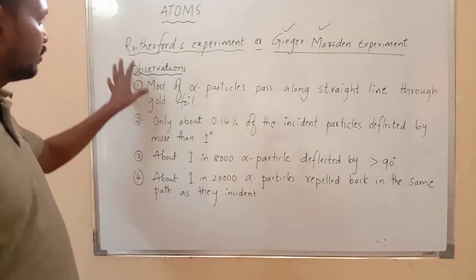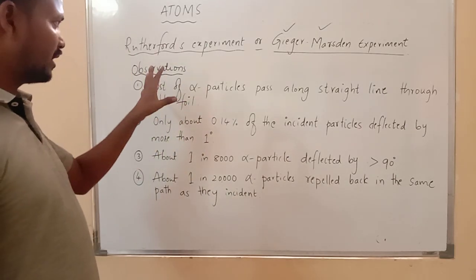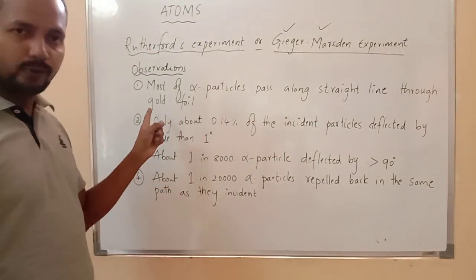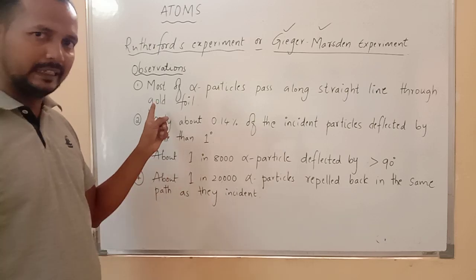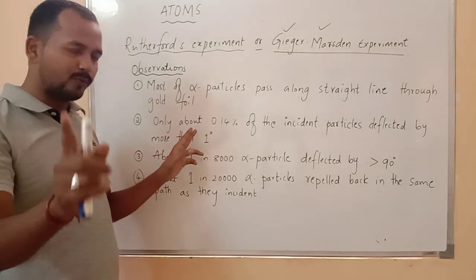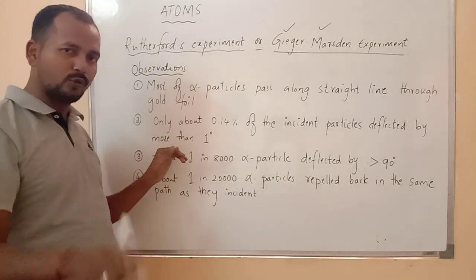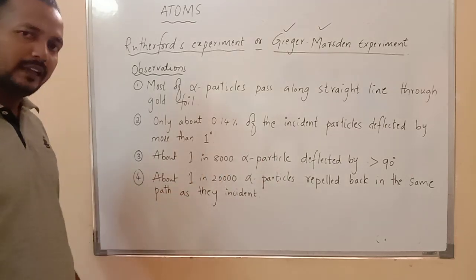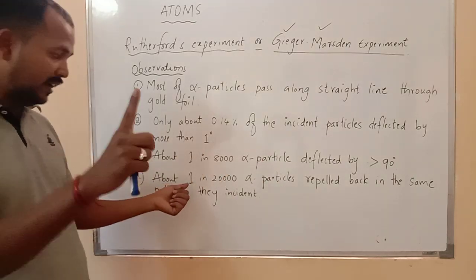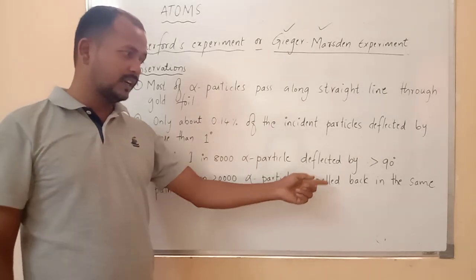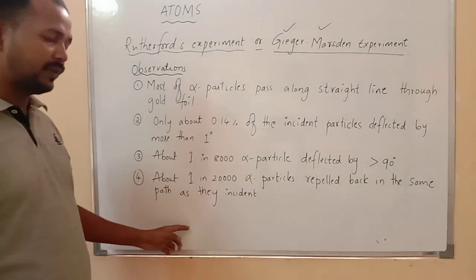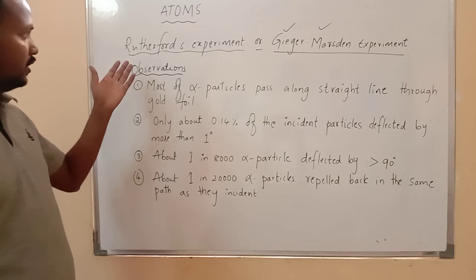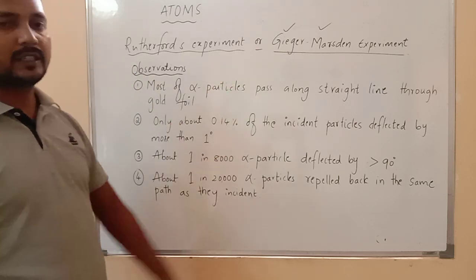After conducting this experiment, some observations have to be noted down. Those observations are: most alpha particles pass along a straight line through the gold foil, as we have seen in the experiment. Second, only about 0.14% of the incident particles deflected by more than 1 degree. About 1 in 8,000 alpha particles deflected by greater than 90 degrees, and about 1 in 20,000 alpha particles repelled back in the same path as incident. These are the observations from the Rutherford experiment, or Geiger-Marsden experiment.